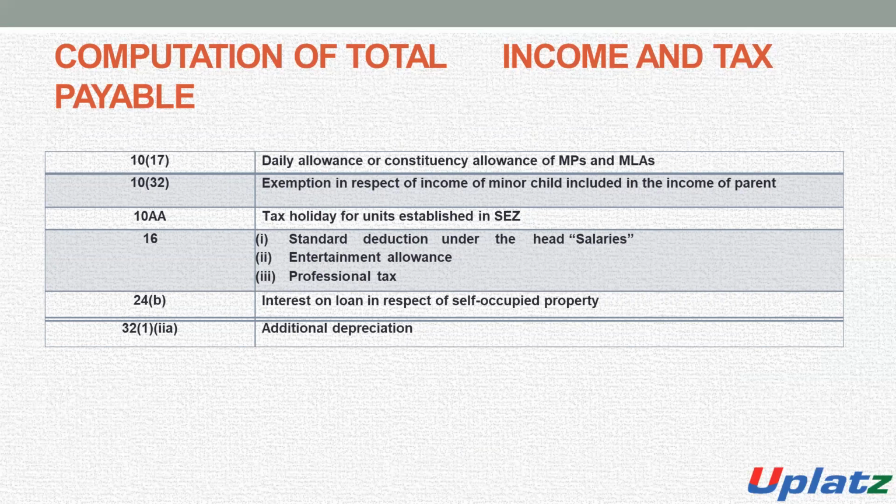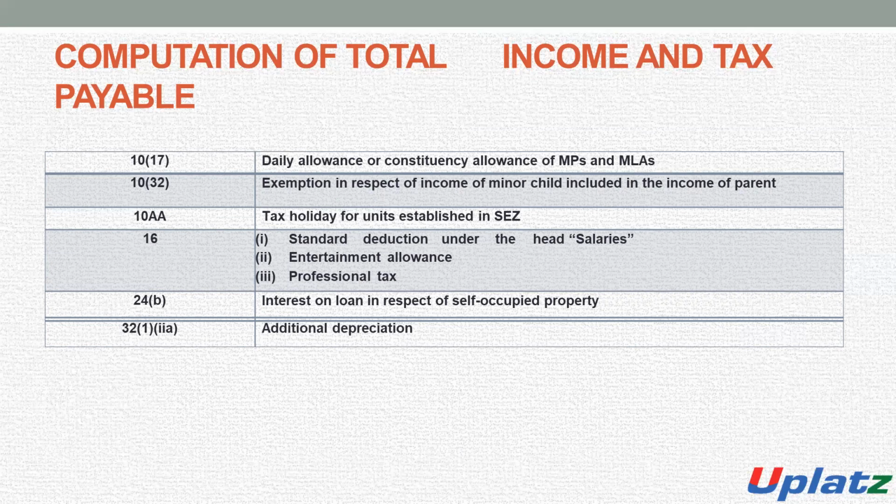Exemption under section 10(32). Exemption in respect of income of minor child included in the income of parents. So the exemption is 1,500 rupees per minor child. It will not be available if the assessee follows the concessional rate of tax.